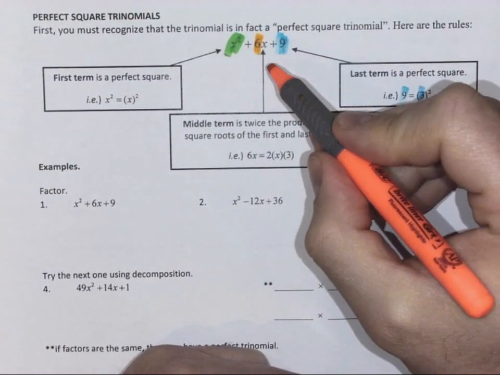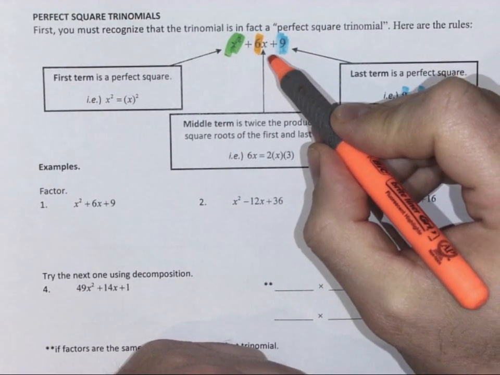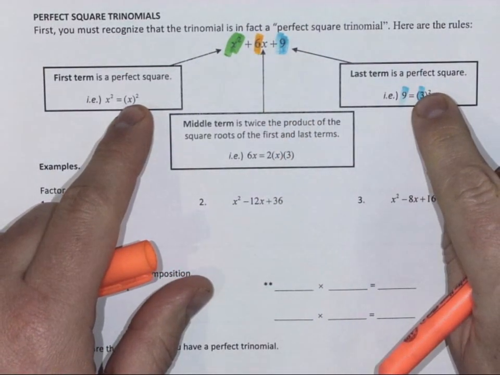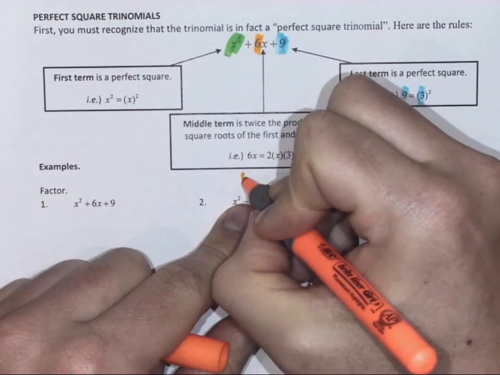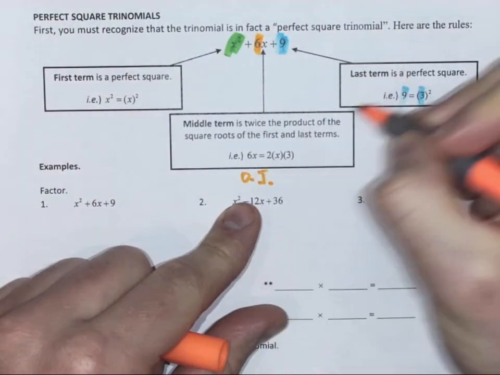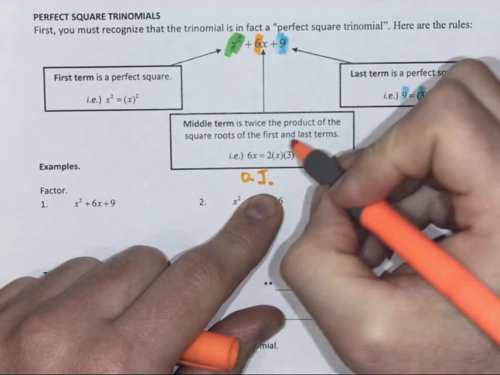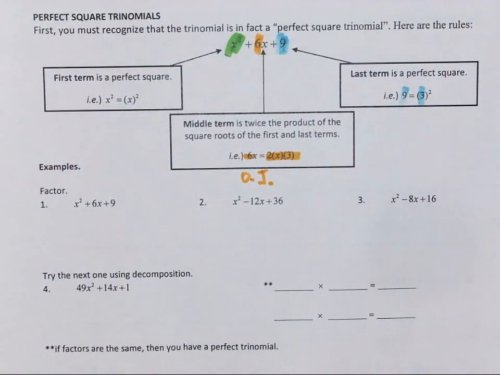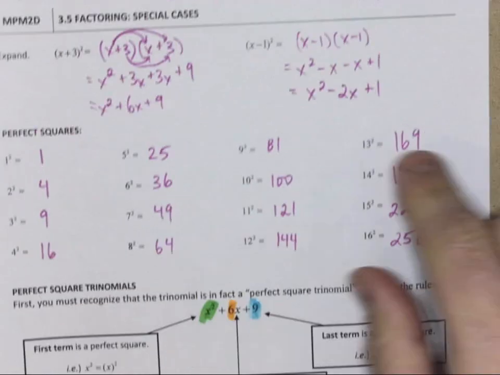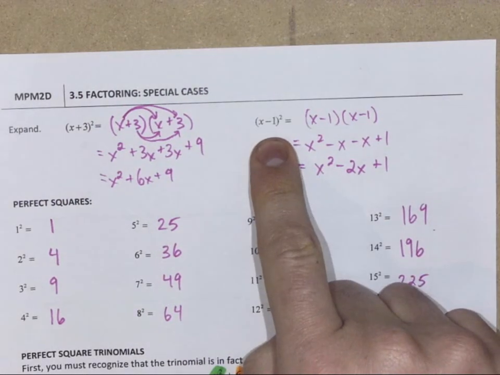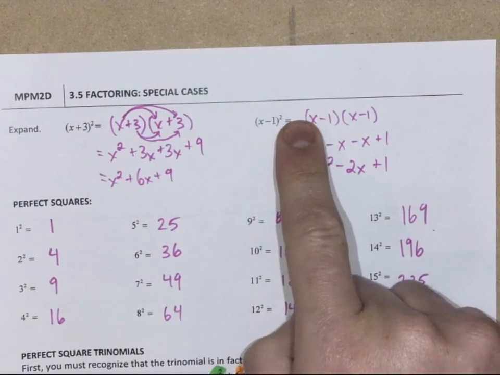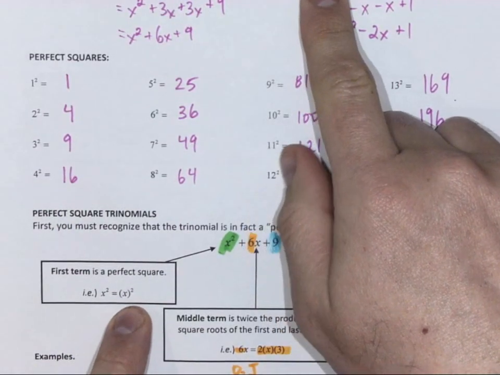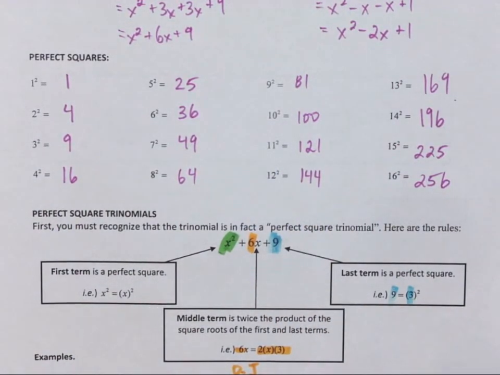Now the next challenge is this middle term. We want to look, does this middle term fit the pattern that it is x times 3 times 2, because that would be the O and the I of FOIL, and be 2 of them. And if it fits that pattern, then we can right away go into our final answer of our perfect square. So in this case, we would have (x plus 3) all squared.